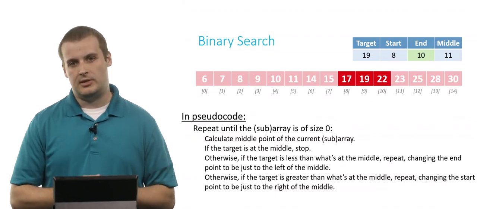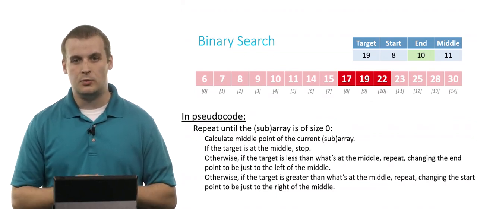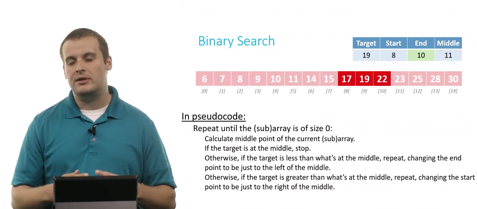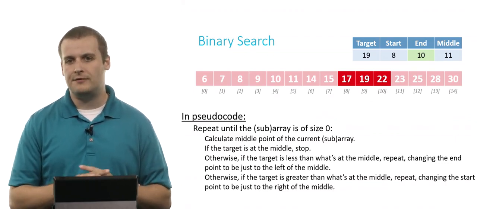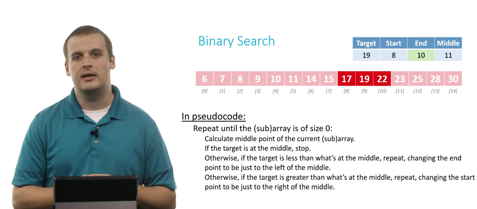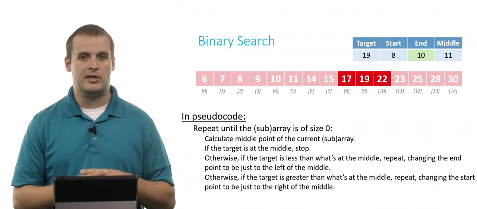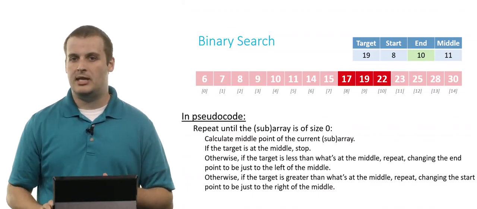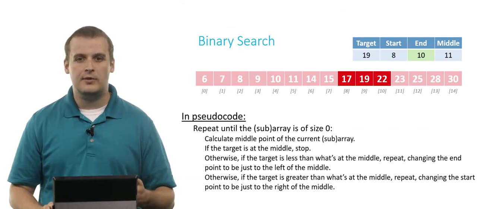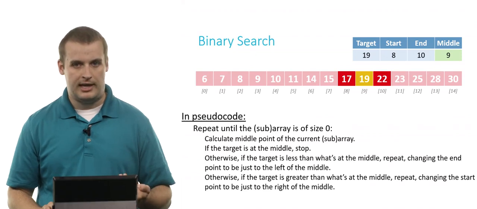And now that's the only part of the array we have to sort through. So we have now eliminated 12 of the 15 elements. We know that if 19 exists in the array, it must exist somewhere between element number 8 and element number 10. So we calculate the new midpoint again. 8 plus 10 is 18. Divided by 2 is 9.